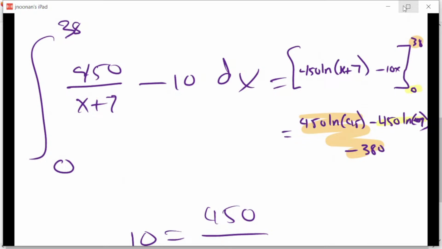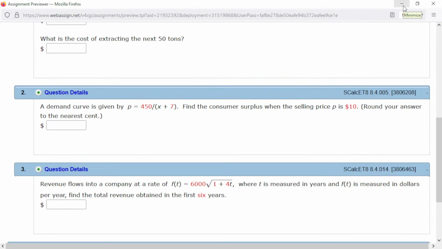And actually, does it say we want a decimal, or can we just type it in like that? Find out. Round your answer. Oh, yeah, you need a decimal, sadly. So you'd actually have to compute it using a calculator and then round. So does that answer the question, Gina, for this one?